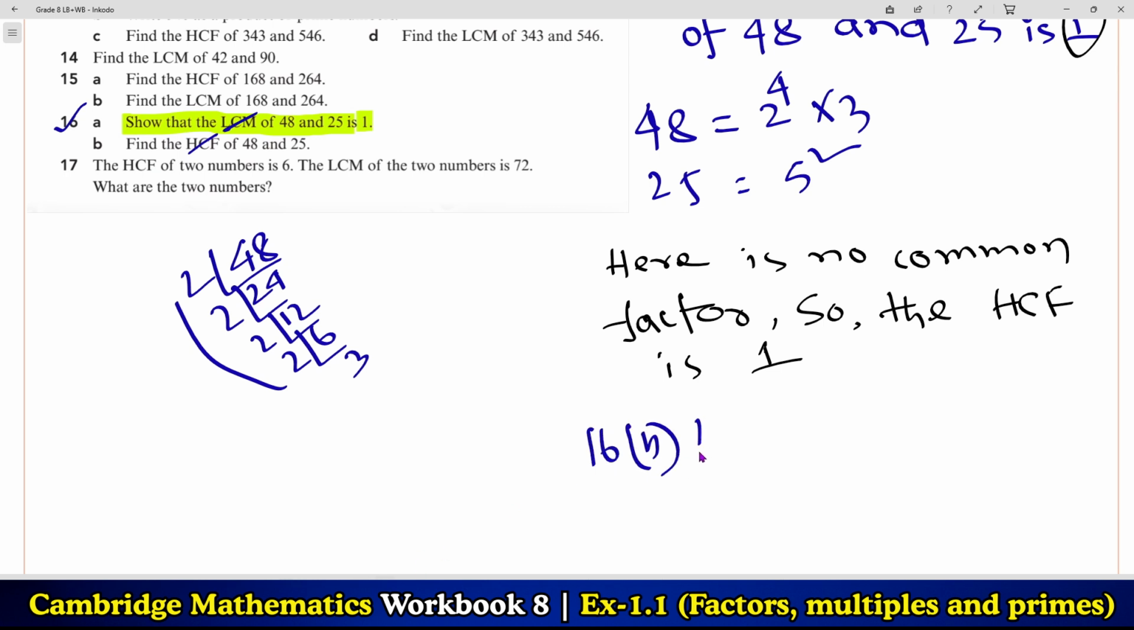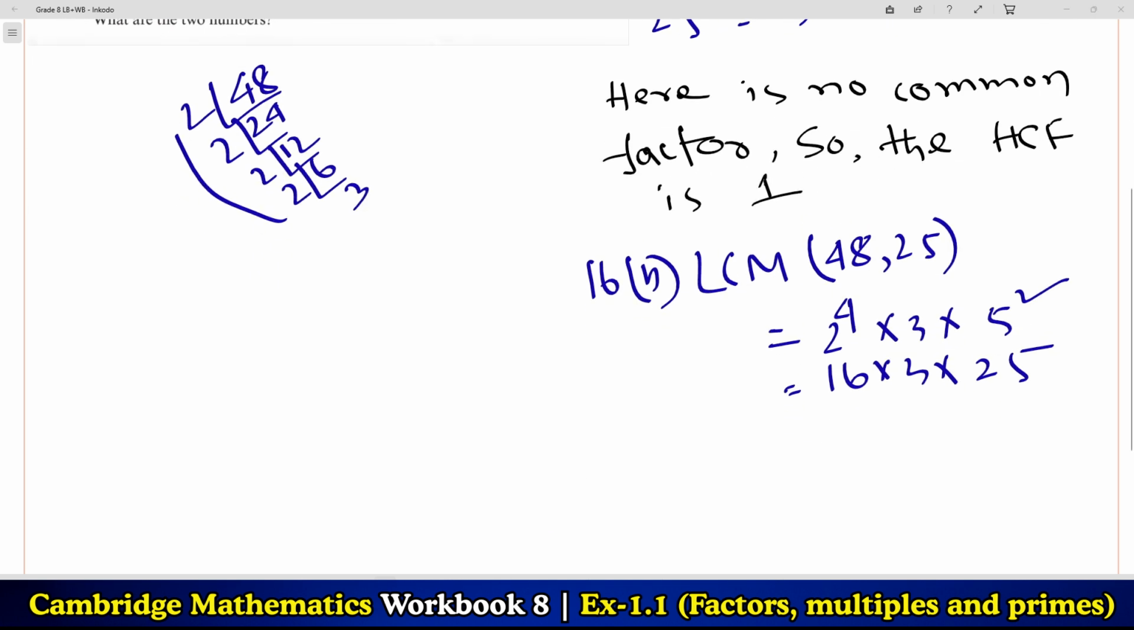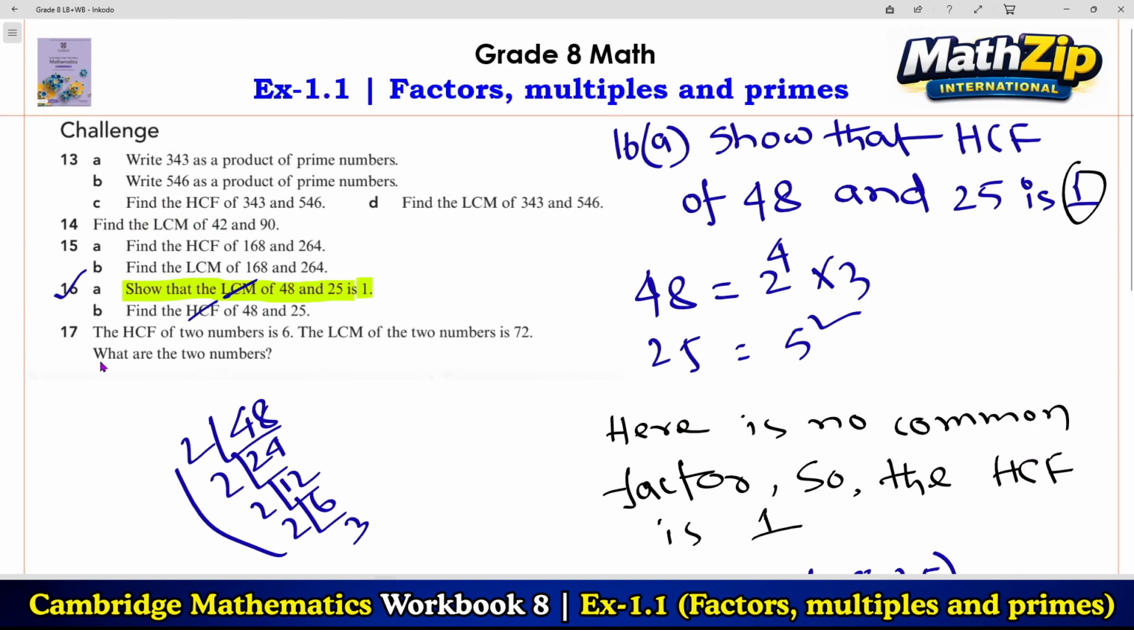16b, we will find the LCM of 48 and 25. So we have to use everything: 2 to the power 4 times 3 times 5 square. So it's 16 times 3 times 25. All right, so what will be the answer? First, this is 16 times 3 times 25, so it will be 1200, right? 1200 is our answer. So number 16 is done.